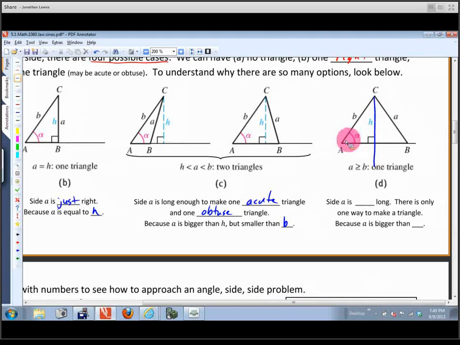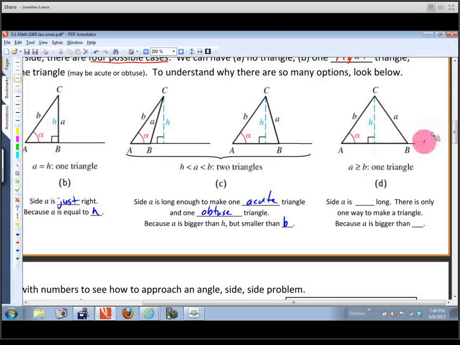Well, I can always swing it out on this side to make that type of triangle right there. But what would happen if I swung it out here? Well, my only option is to swing all the way around and run into this side over here. So there's only one triangle over here. It could be obtuse, it could be acute.